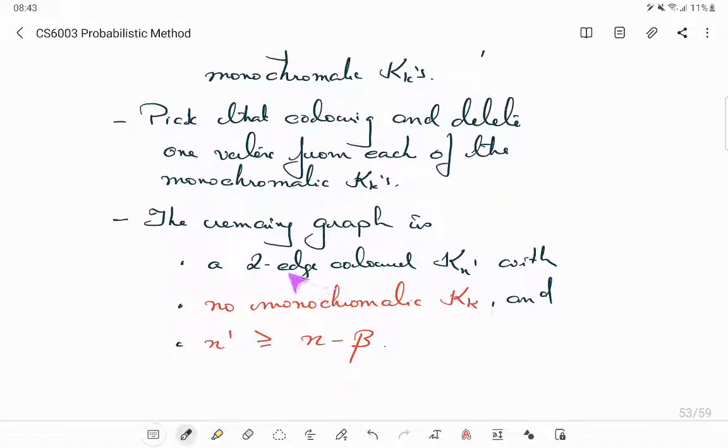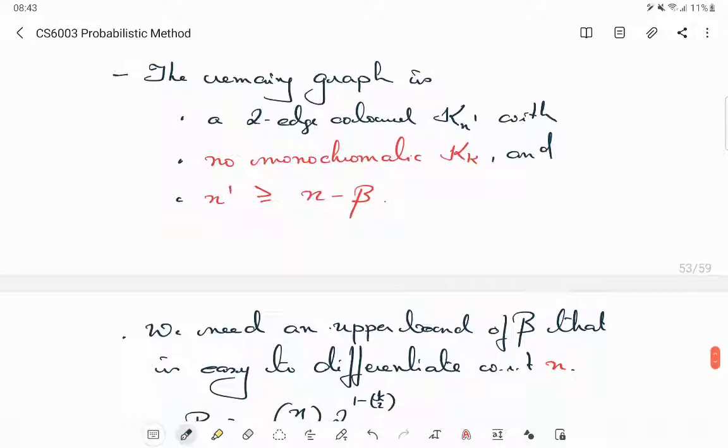First of all, it's a 2-edge colored K_n', where n' is at least n minus beta. Sometimes deleting one vertex may kill more than one monochromatic K_k if they have common vertices. Hence, this is a bound. But the key property is that once you finish all these deletions, there is no monochromatic K_k left.